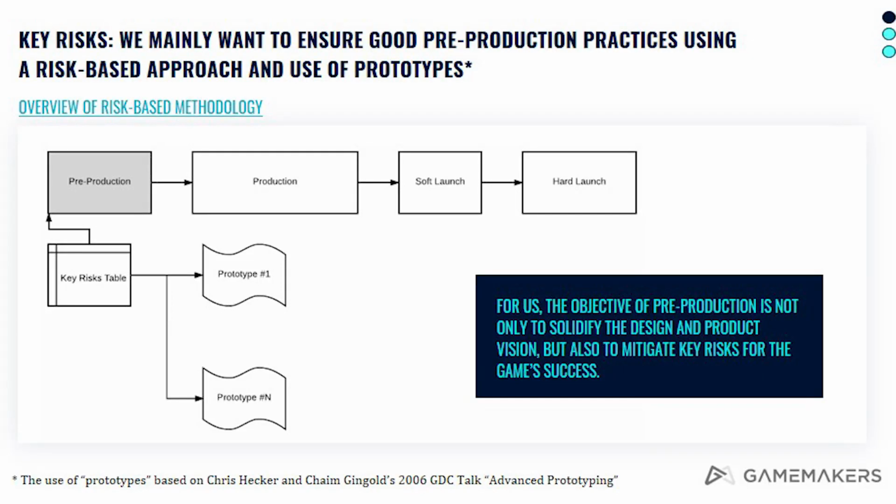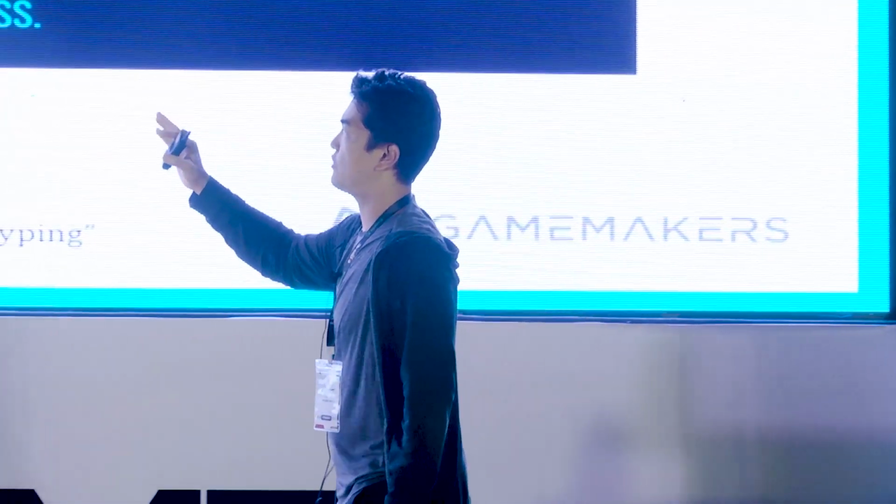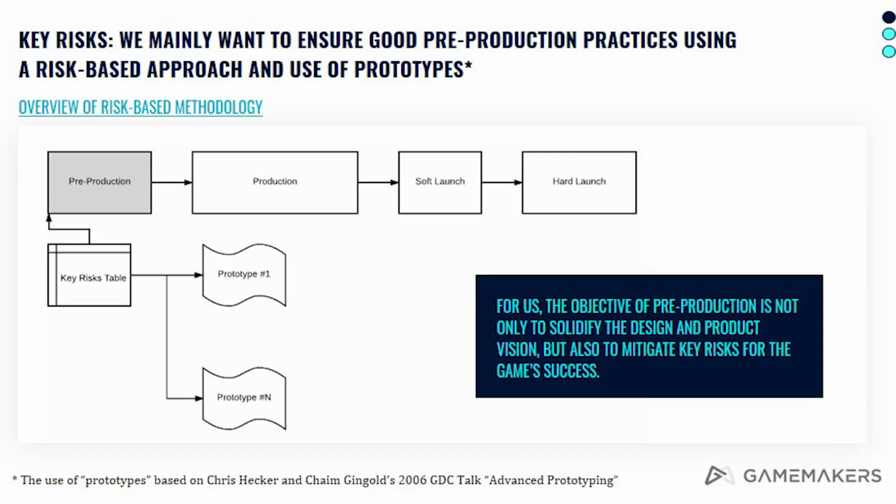And so talking again about this key risk table, the objective of this is really to have an understanding of what are the top 3, 4, 5 things that can prevent this game from being successful, right? Whatever those things are. And then can we build prototypes? And what I mean by a prototype doesn't necessarily have to be code. It could be a playable. It could be a Facebook art test. It could be a survey. It could be a paper prototype, but there's a lot of different things that you can build prototypes against those key risks.